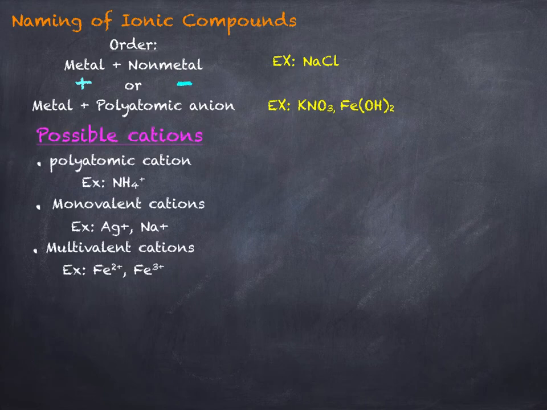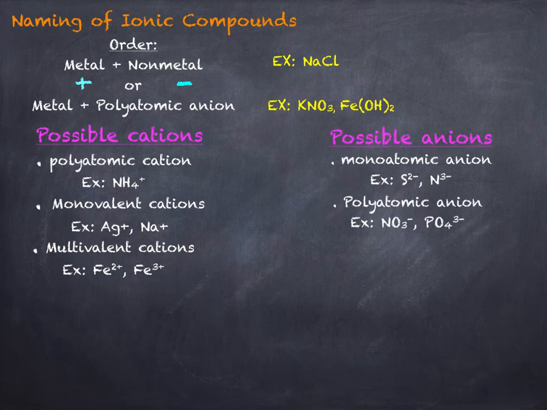Here are a few possible cations that we can have. They can be polyatomic, like NH4+, meaning they can have multiple atoms in them, or they can be monovalent cations like Ag+ or Na+, which means they only have one charge and cannot have any other charge. The last case would be multivalent cations like iron, for example, that has a charge of +2 and +3.